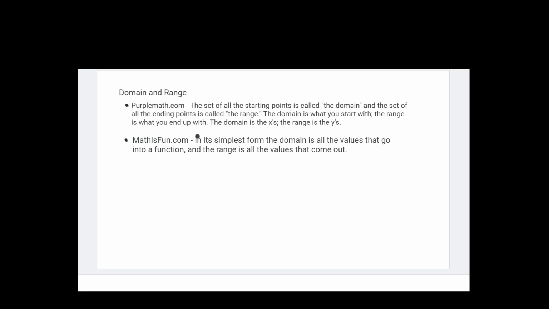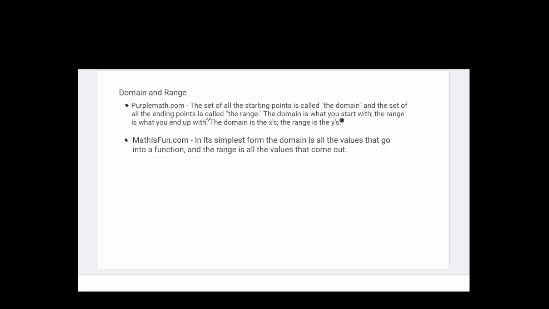Its definition for domain and range is that the set of all starting points is called the domain, and the set of all ending points is called the range. The domain is what you start with. The range is what you end up with. The domain is the X's. The range is the Y's.